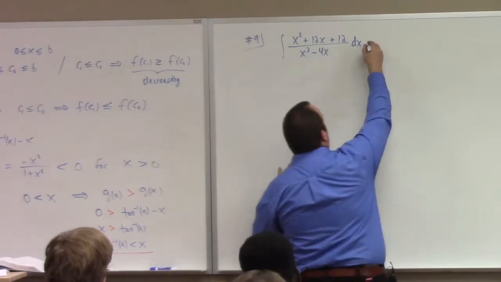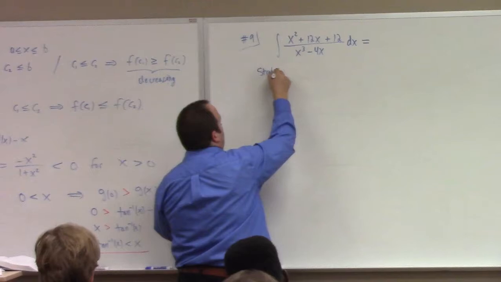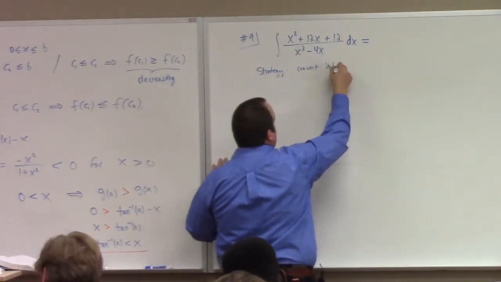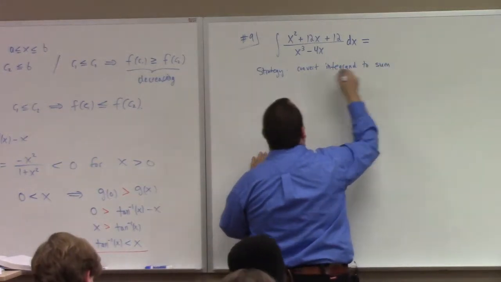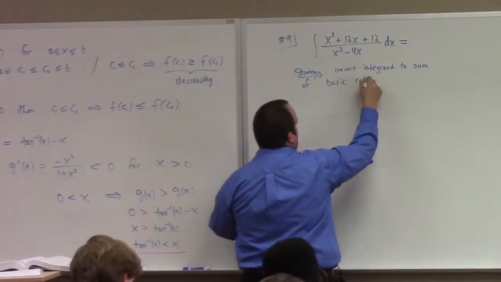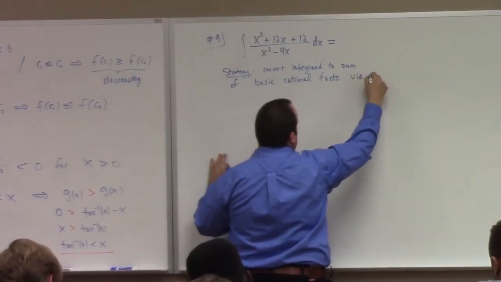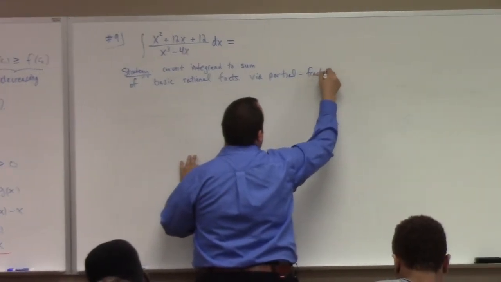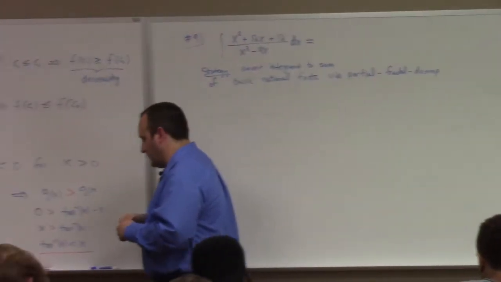Okay, so this is our goal. We want to calculate this. So the strategy is as follows. Convert the integrand to a sum of basic rational functions via the partial fraction decomposition. All right.